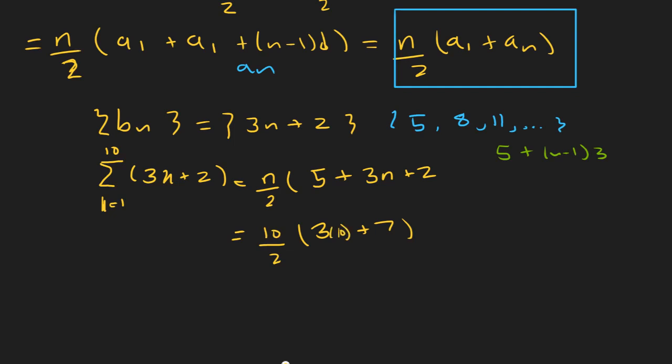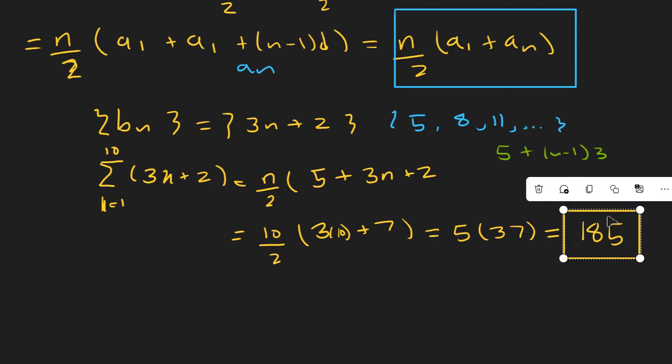So we have 10 divided by 2, which is 5, multiplied by 37, which gives us 185. So the solution, if we were going to add from 5 to 32, would be 185, but we didn't really need to do that.